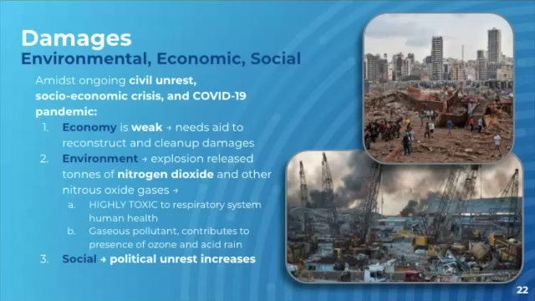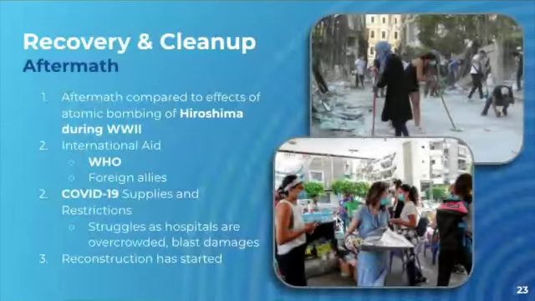As politics come in for the blame of the explosion, civil unrest increases in the city. The aftermath of this blast is commonly compared to the aftereffects of the atomic bombing of Hiroshima in the Second World War. Due to the country's ongoing economic crisis, international aid is essential for its recovery and cleanup. Organizations like WHO and foreign allies like France, Turkey, and Egypt are sending personnel and supplies to help the city recover after the massive damages.